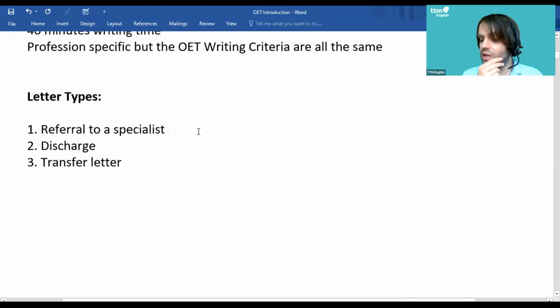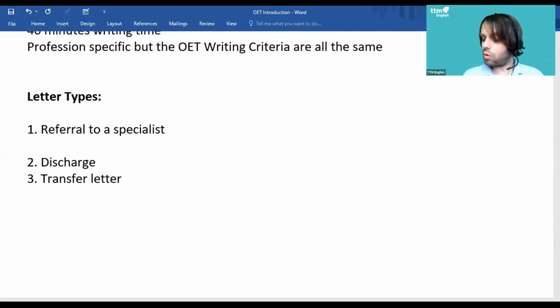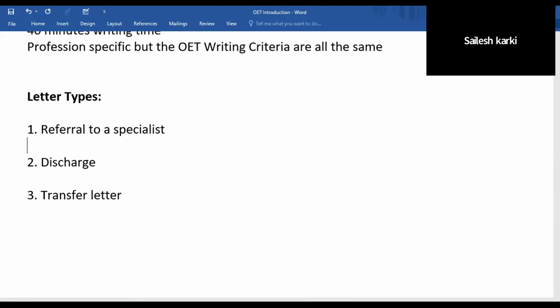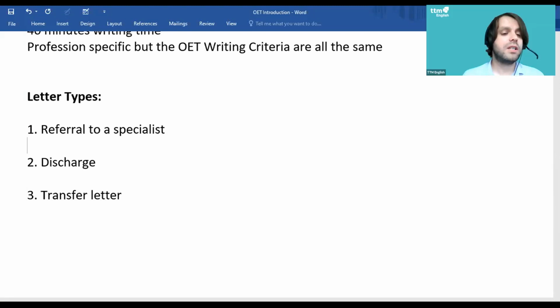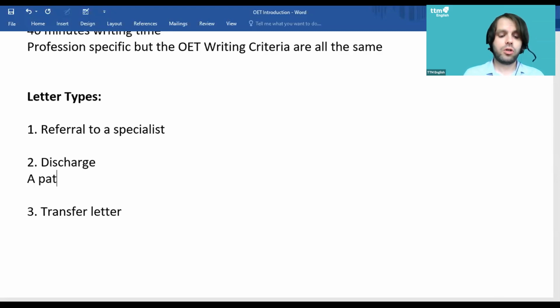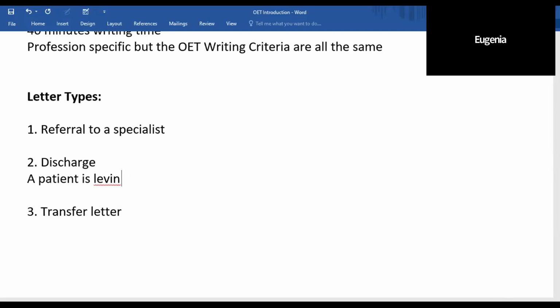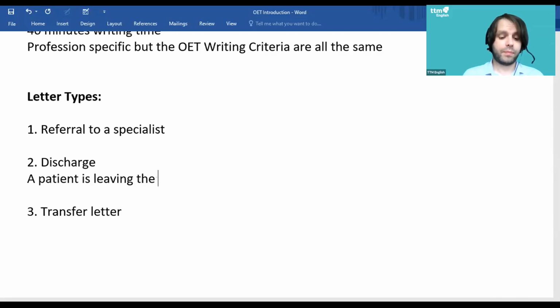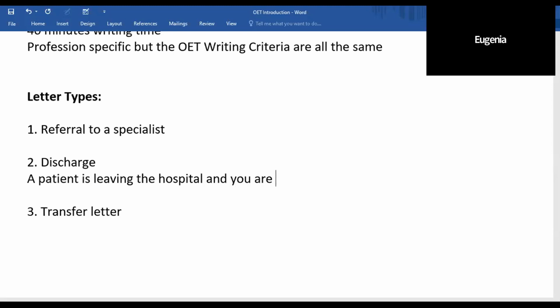Let's get a quick definition about these though. So maybe Susmita, or Eugenia, are you there? Yeah. Okay, so what's a discharge letter? What's the basic situation? A patient is what? Discharged from hospital. Leaving the hospital, good. Being discharged, yep. And you are writing what?